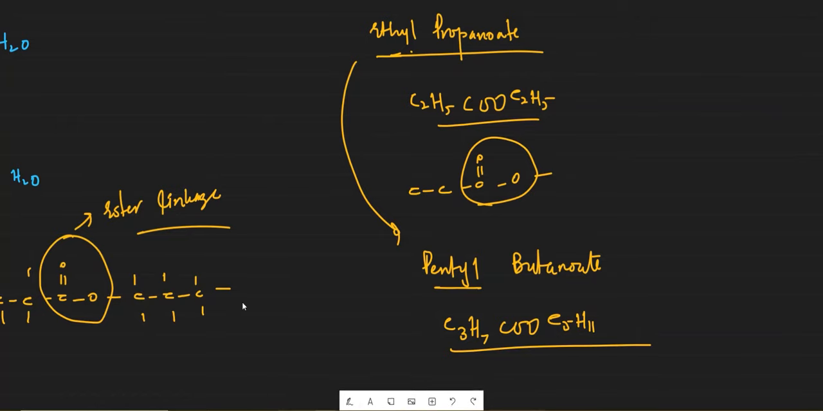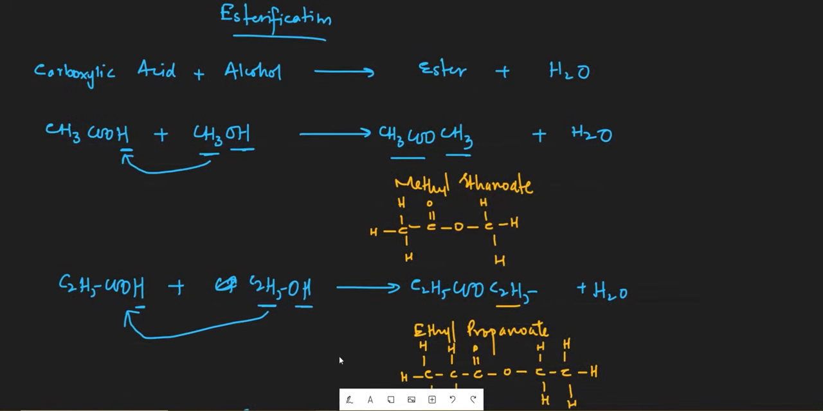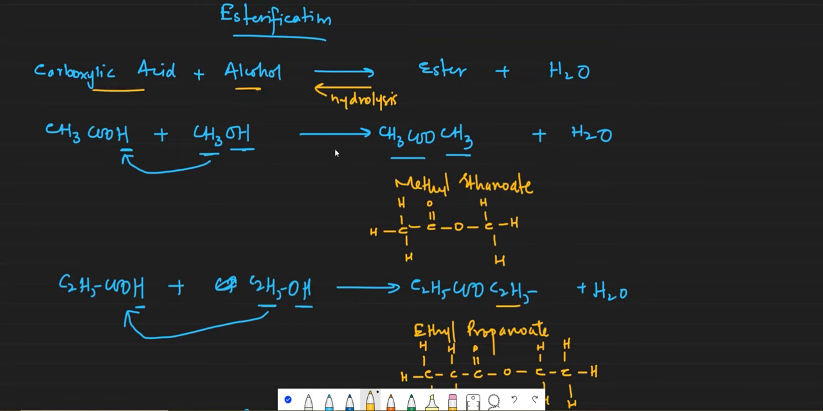Now this reaction can also go back. The same reaction that is forming ester, if you reverse it in this direction, is called hydrolysis. You are using water to break ester into the respective alcohol and carboxylic acid. So if you break methyl ethanoate, methyl will break down into methanol, and ethanoate will break down into ethanoic acid. Ethyl will break down into ethanol. Propanoate will break down into propanoic acid.